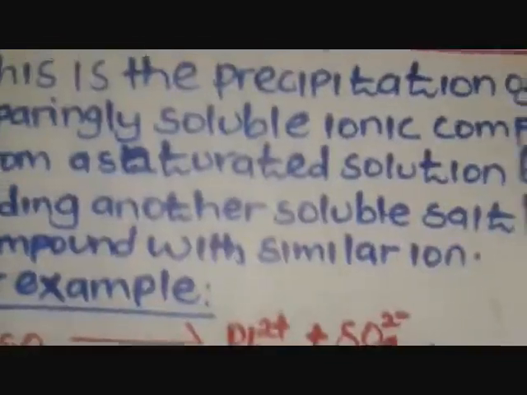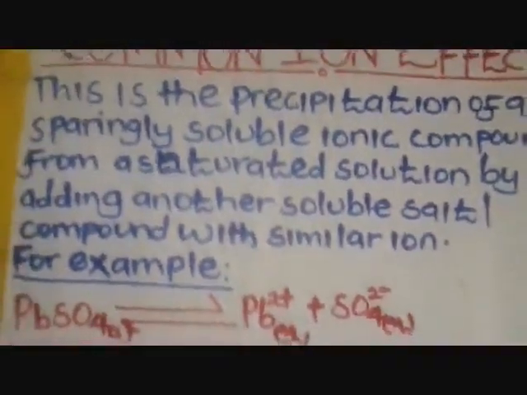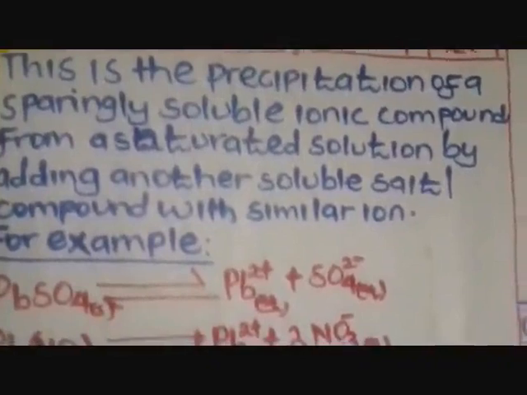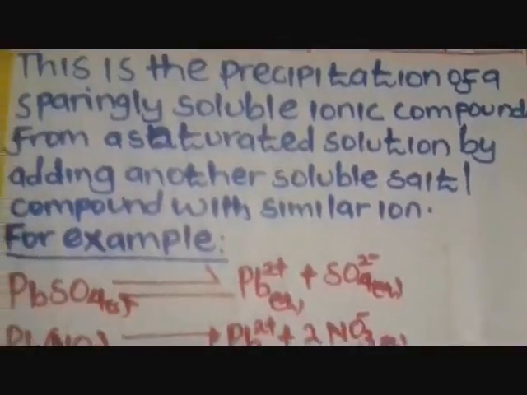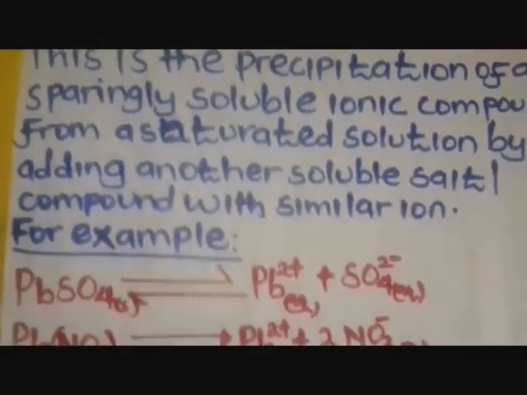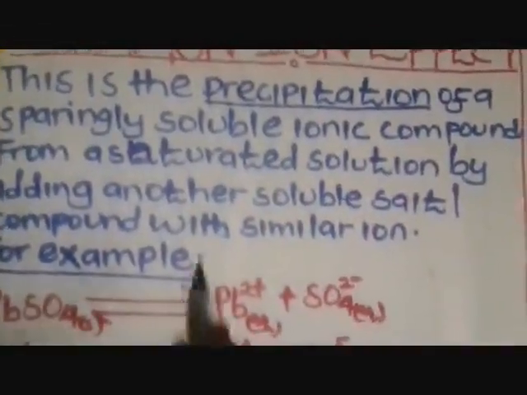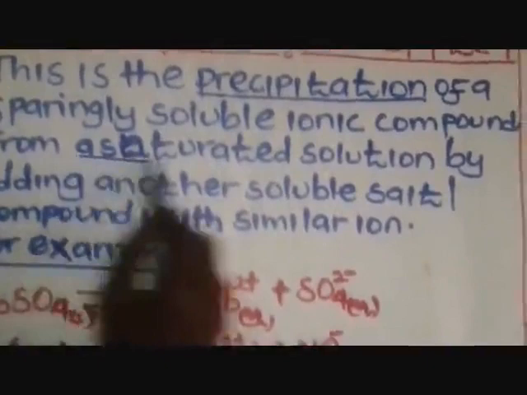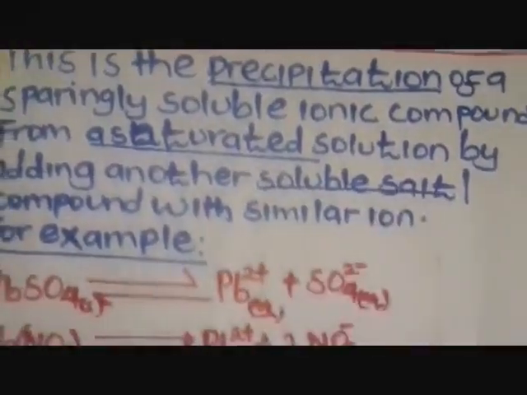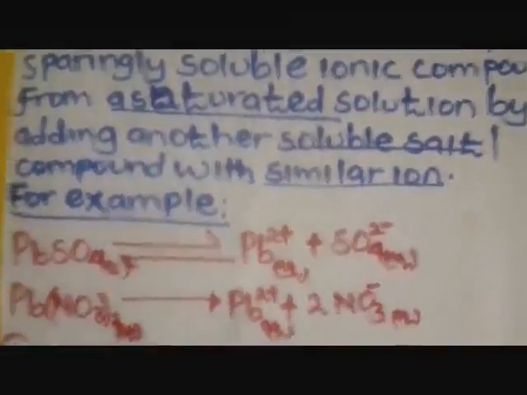So by definition of common ion effect, you are precipitating a sparingly soluble salt by adding a more soluble salt having a similar ion to that of the sparingly soluble salt. When you look at that definition specifically, our major idea is precipitation. You are precipitating the sparingly soluble salt from a saturated solution by adding a soluble salt, but with a similar ion like the sparingly soluble salt.